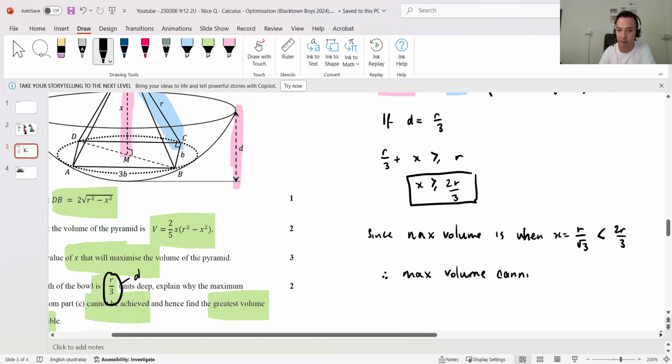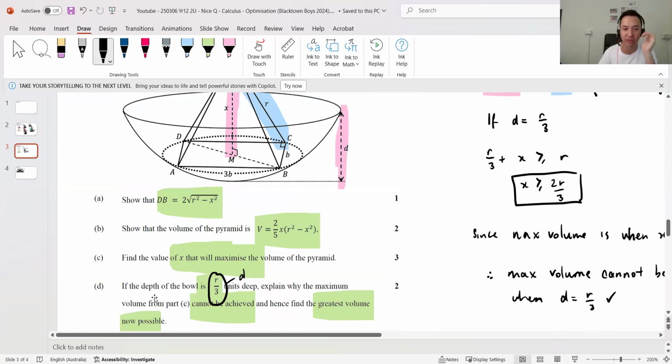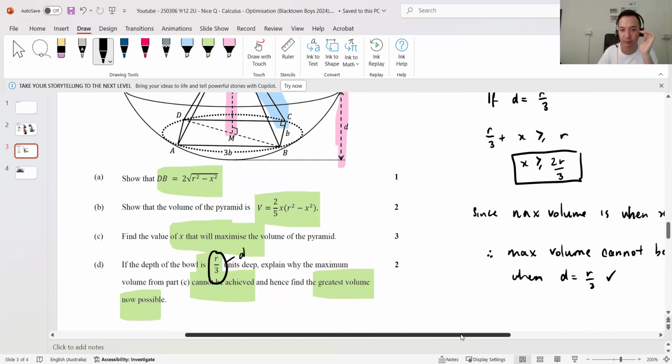Therefore, max volume cannot be achieved when D equals R on 3. Right, that's the first part. That's the first mark. And then it goes, hence find the greatest volume now possible, right?